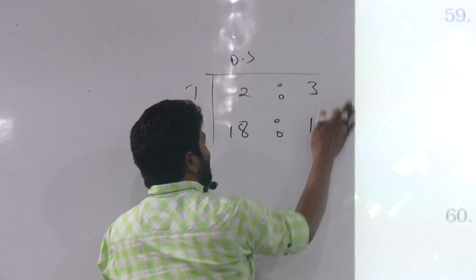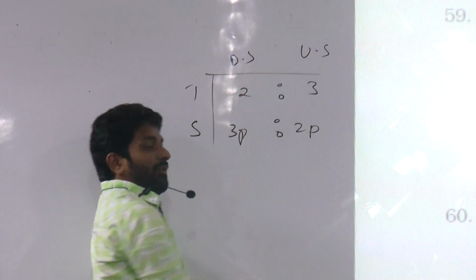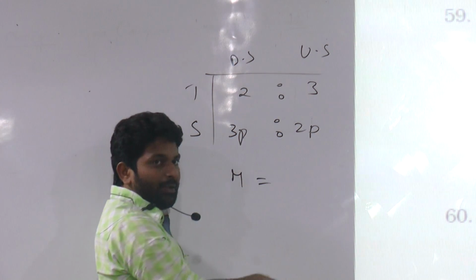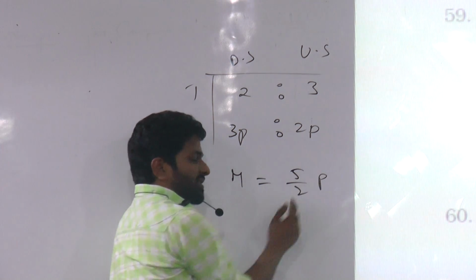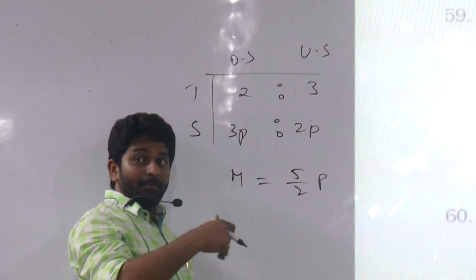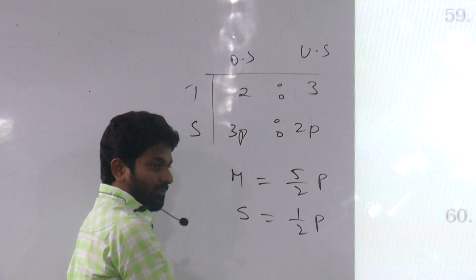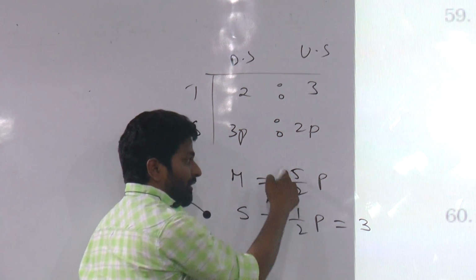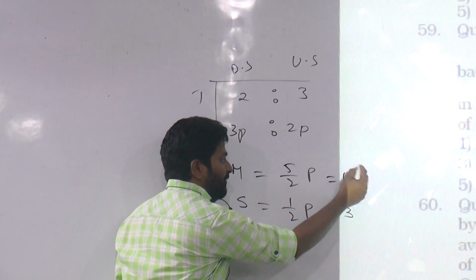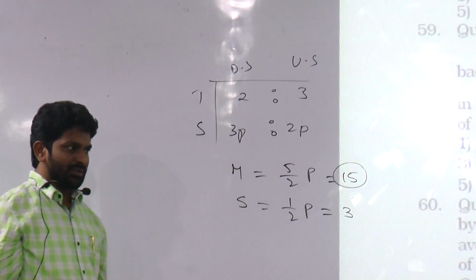This is downstream. This is 3 parts and then 2 parts, upstream. If you have downstream and upstream, how do you calculate man speed? Downstream plus upstream by 2, which is 5/2 parts. And how do you calculate stream speed? Downstream minus upstream by 2. S is equal to half part, which is equal to 3. 5/2, which is 2.5, or 5 times this number, is equal to 15. Man speed is 15 km/h. You need not calculate individual values also.